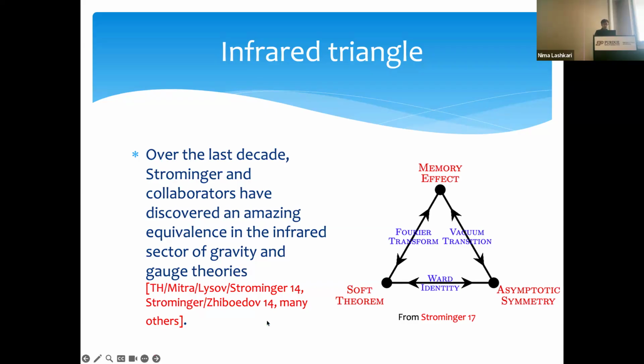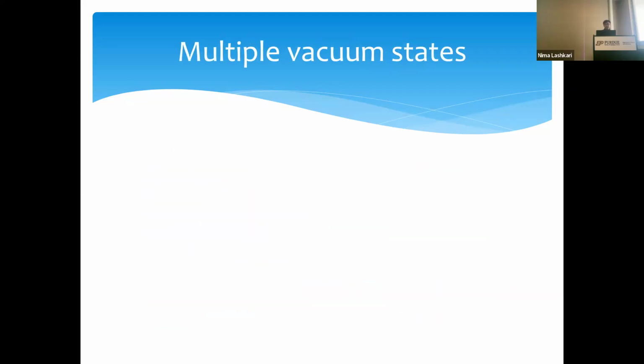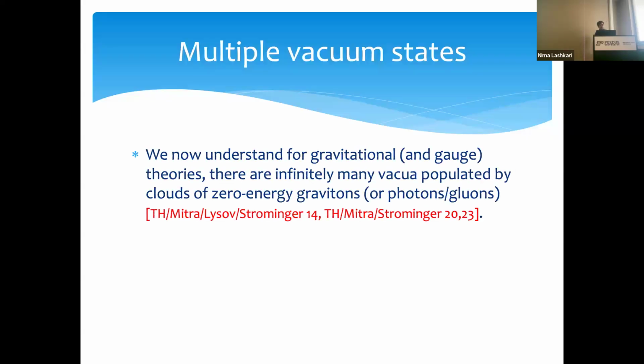So for instance, we can think of the soft theorem as the Fourier transform of the memory effect. We can think of the memory effect as corresponding to vacuum transitions between two spontaneously broken vacua associated to the asymptotic symmetry. And similarly, we can think about the soft theorem as a Ward identity associated to this asymptotic symmetry. Now, one of the consequences of this, of course, is that in order to have vacuum transitions, you need to have multiple vacuum states. Now, in first year QFT, at least I learned that there's a unique vacuum, and this is how you can define S-matrices.